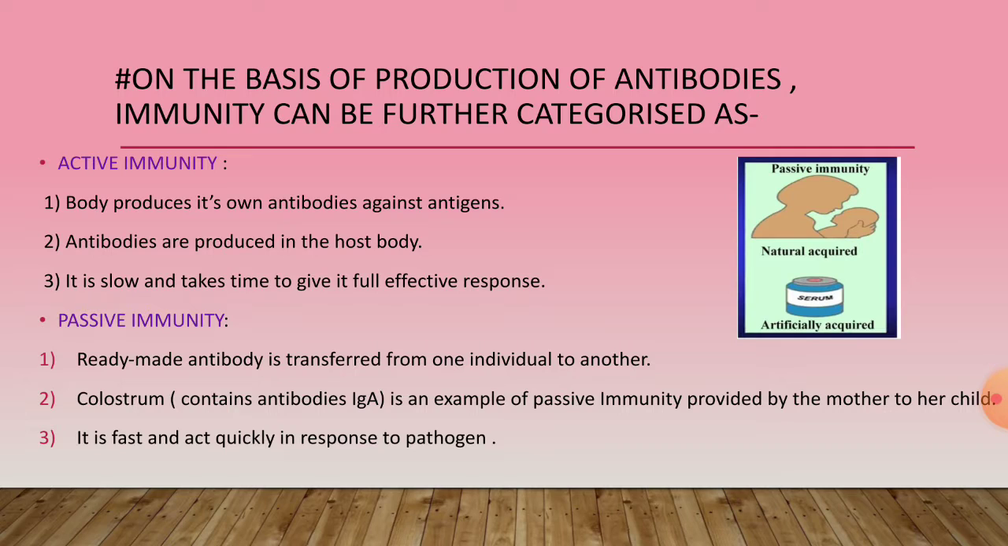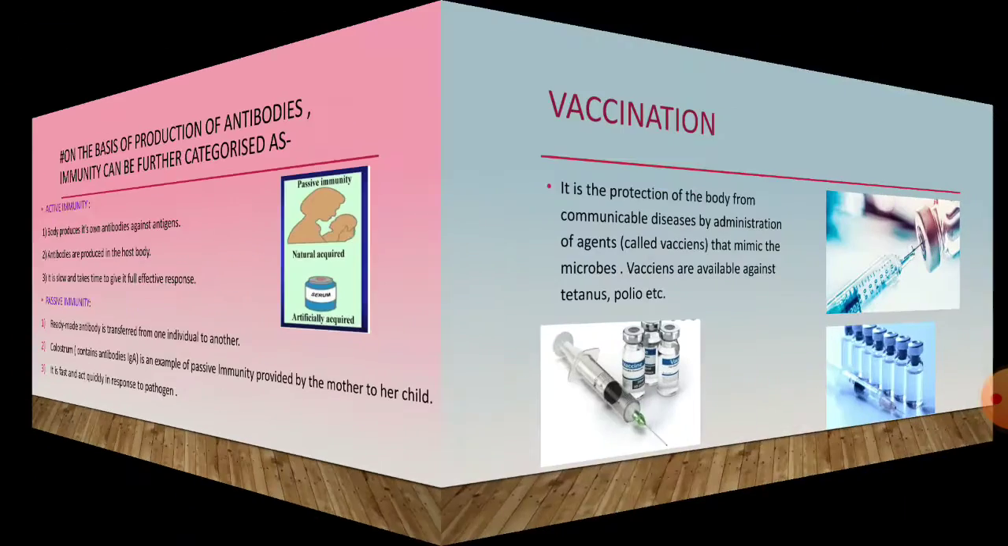In passive immunity also we study three points. First, ready-made antibody is transferred from one individual to another. Second, colostrum is an example of passive immunity provided by a mother to her child. Colostrum contains the antibody IgA. Third, passive immunity is fast and acts quickly in response to pathogens.